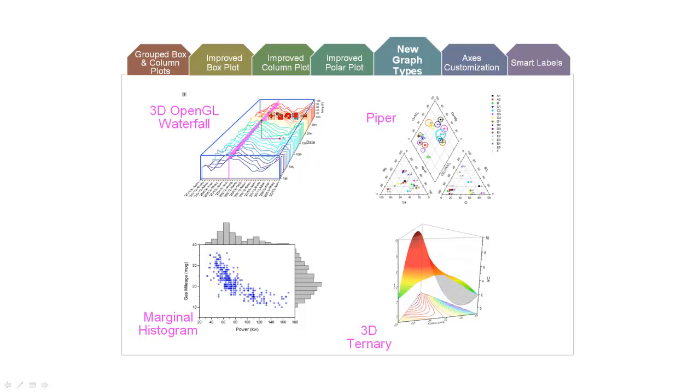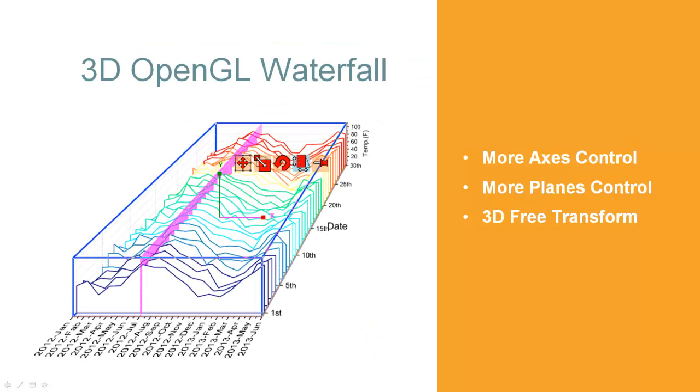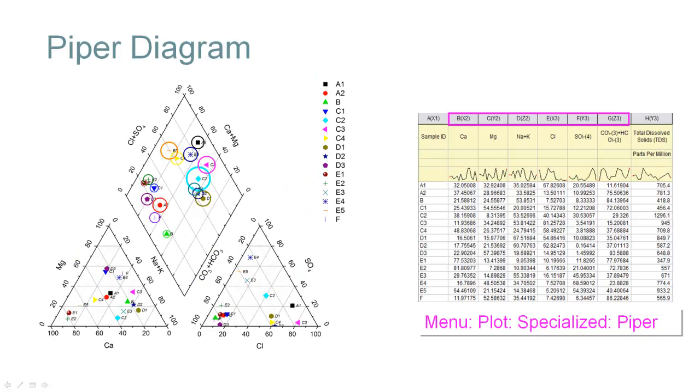Now that we have gone through improvements to existing graph types, let's take a quick look at new graph types introduced in Origin 9.1. The new 3D OpenGL waterfall plot gives you more control over axes and plane configuration than the old waterfall plot. You can use the free transform tool to rotate or resize the graph. The new Piper diagram can be created from data organized in XYZ columns.